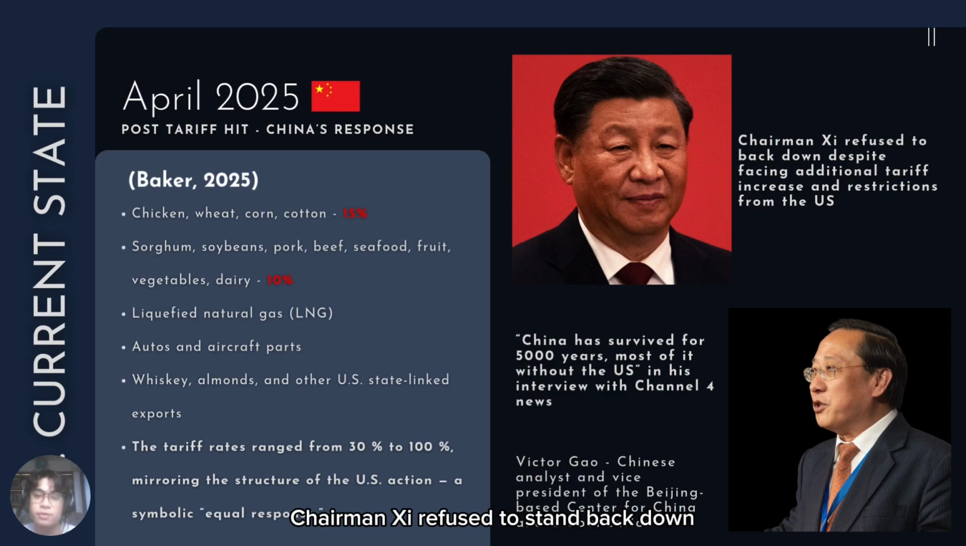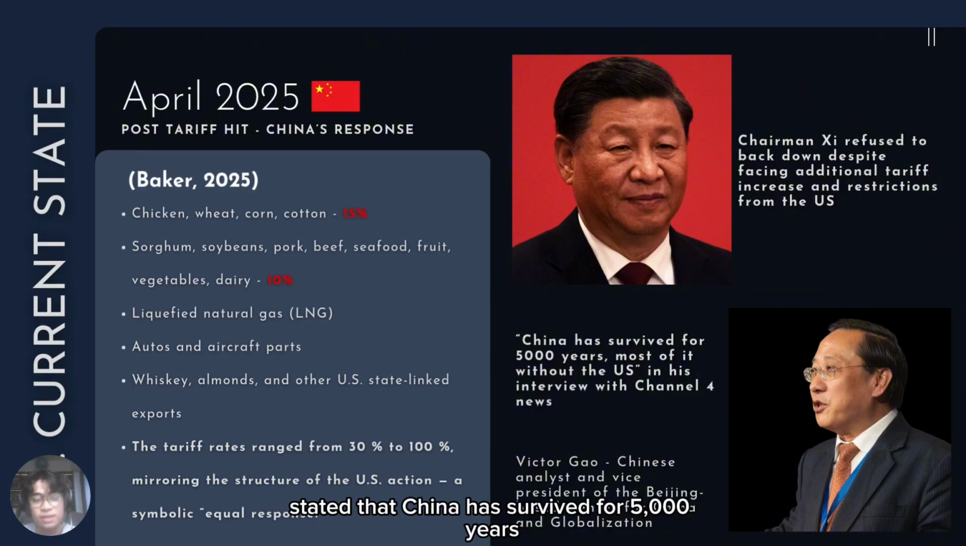The Chinese people are very persistent about the problem. Chairman Xi refused to stand back down despite facing additional tariff increases and restrictions from the US, and during a China 4 interview, Victor Gao, a Chinese analyst, stated that China has survived for 5,000 years, most of it without the US. So they are very persistent about the problem.